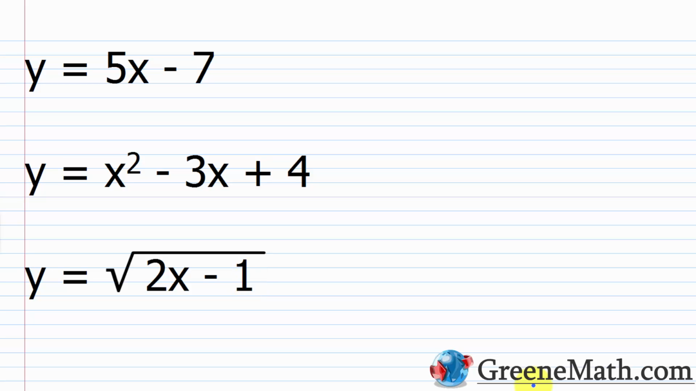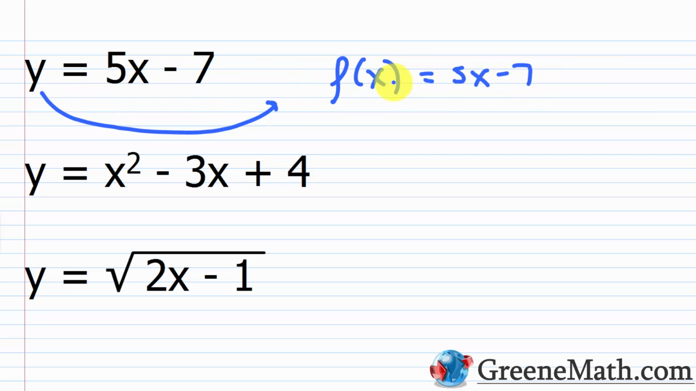Now, when we work with functions, you're typically going to see the name of the function as f, g, or h, although other letters could be used. Then we replace y with a notation such as f of x, g of x, or h of x. I'm just going to use a different one in each example. I'm going to change my y into f of x. I'm just going to say f of x is equal to 5x minus 7. These are the same. I'm just replacing y with f of x.